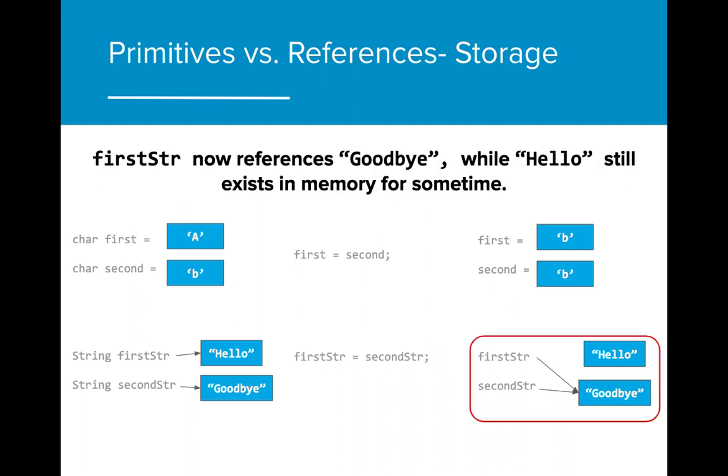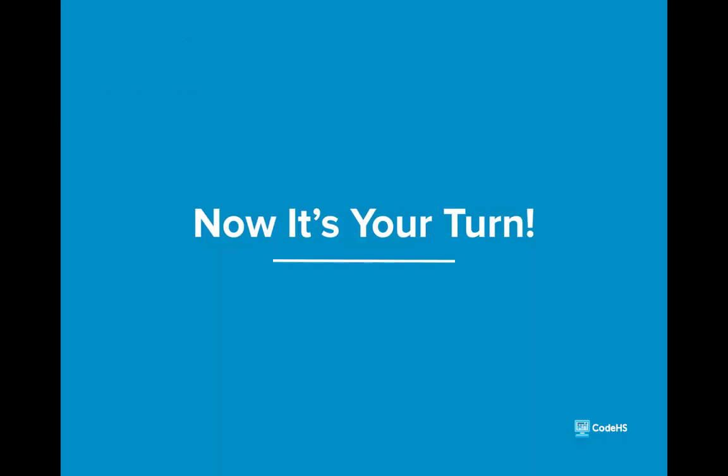Firster now references goodbye, and hello still exists in memory until the computer is able to wipe it from memory. It does so through a process called garbage collection, but that is outside the scope of this course. Now that you've learned about the basic variable types, let's get some practice using them in the editor.